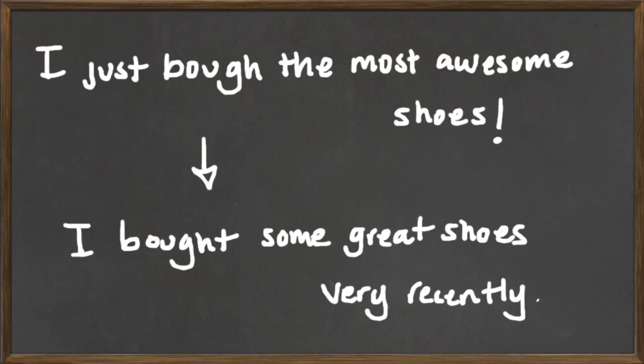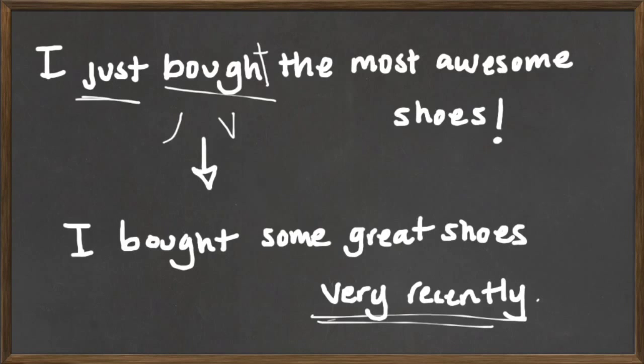In the example, I just bought... Oh, there's a mistake there. I just bought the most awesome shoes. So this means I bought some great shoes very recently. Perhaps an hour ago, a few minutes ago, a couple of days ago, perhaps. So instead of saying very recently, we use the word just before the verb. Yes, I just bought, I just saw, I just had, etc.